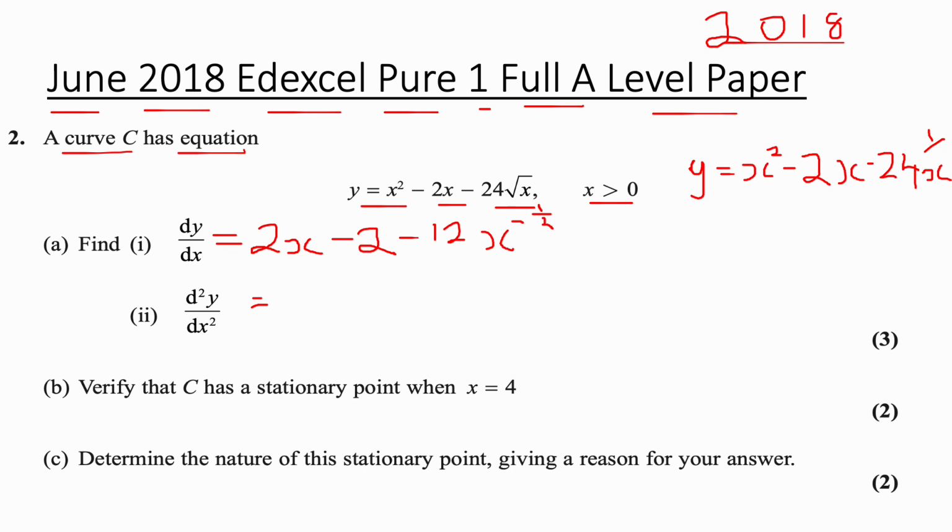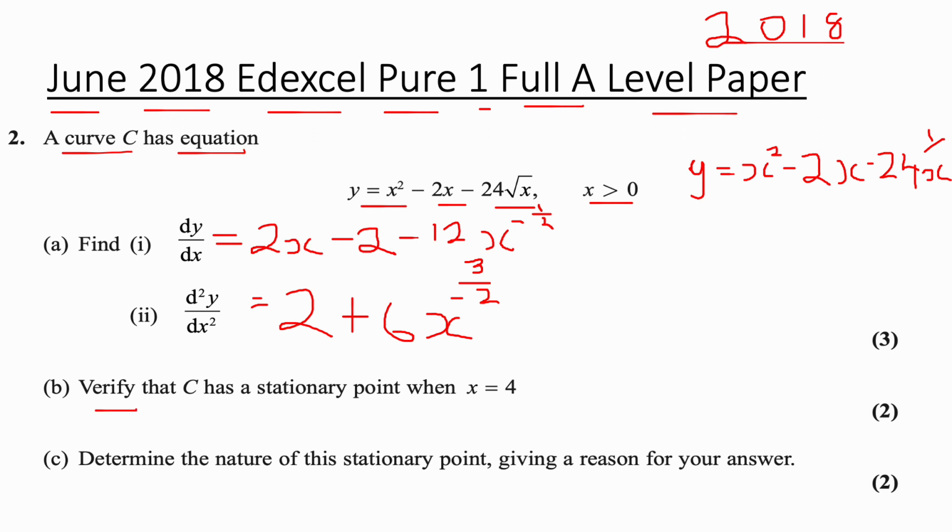For part I, d2y by dx squared, so find the second derivative. Differentiating this, it goes to 2 plus 6x to the minus 3 halves. The minus 2 goes when you differentiate minus 2. 2x differentiates to 2, and minus 12x to the minus half differentiates to 6x to the minus 3 halves, because you have minus 12 times minus a half, which goes to positive 6.